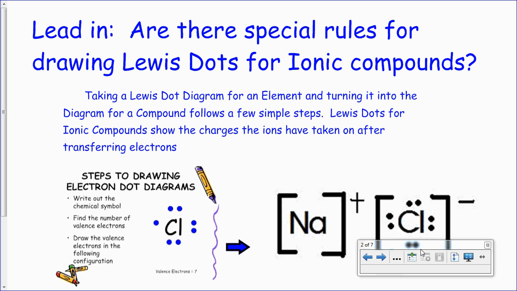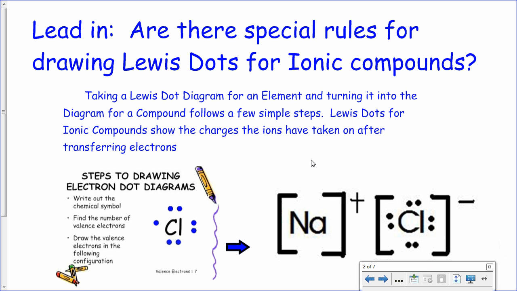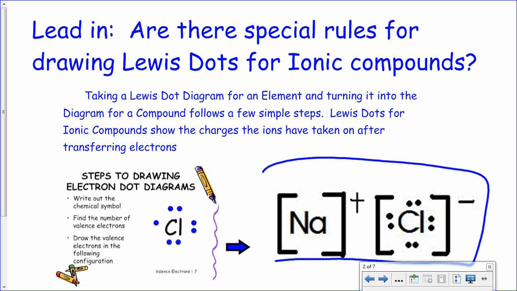Okay. So why bother? Are there special rules for drawing Lewis dots for ionic compounds? Absolutely. They somewhat follow the same rules for Lewis diagrams for elements, except now that we're combining atoms, we have to show how the electrons are transferred or shared. And Lewis dot diagrams are going to help us do that. In our examples here on this page, you can see in this corner down here we have a Lewis dot diagram for a compound, good old-fashioned table salt. And we're going to be making pictures that look like that when we're all done today.